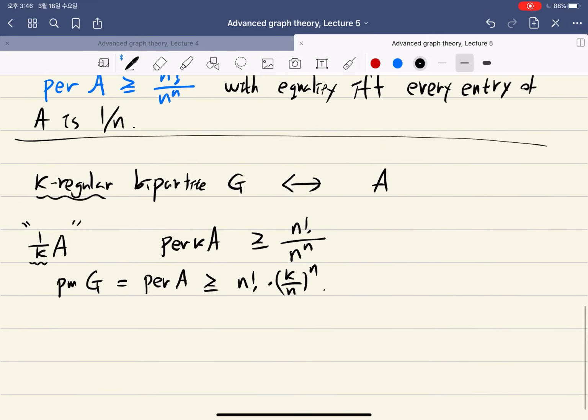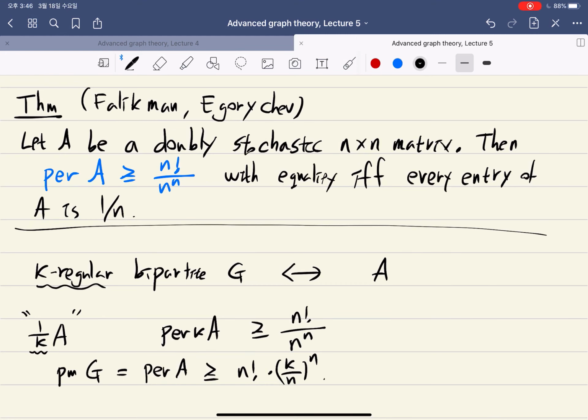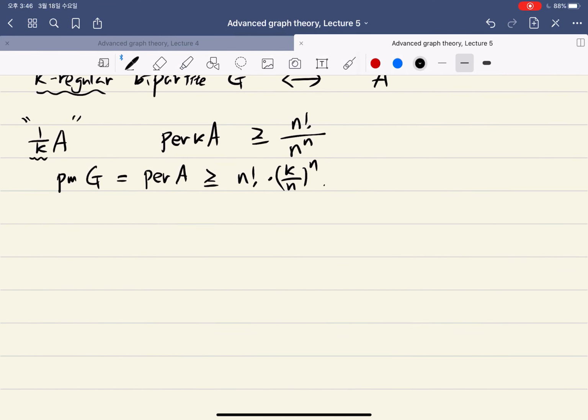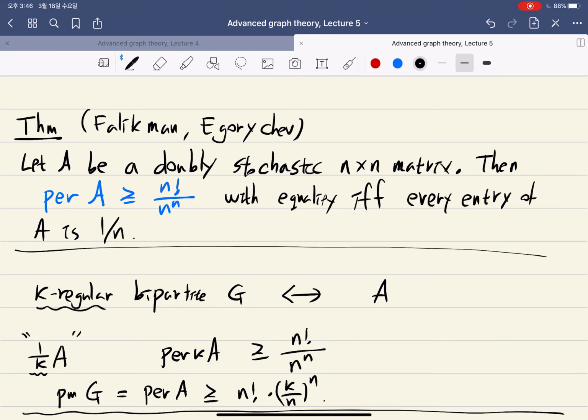So this provides a lower bound, and we will not prove this theorem. Its proof is not so combinatorial in some sense. So we will not prove this theorem in this course. And so this provides a sharp lower bound on the number of perfect matchings in a k-regular bipartite graph G.